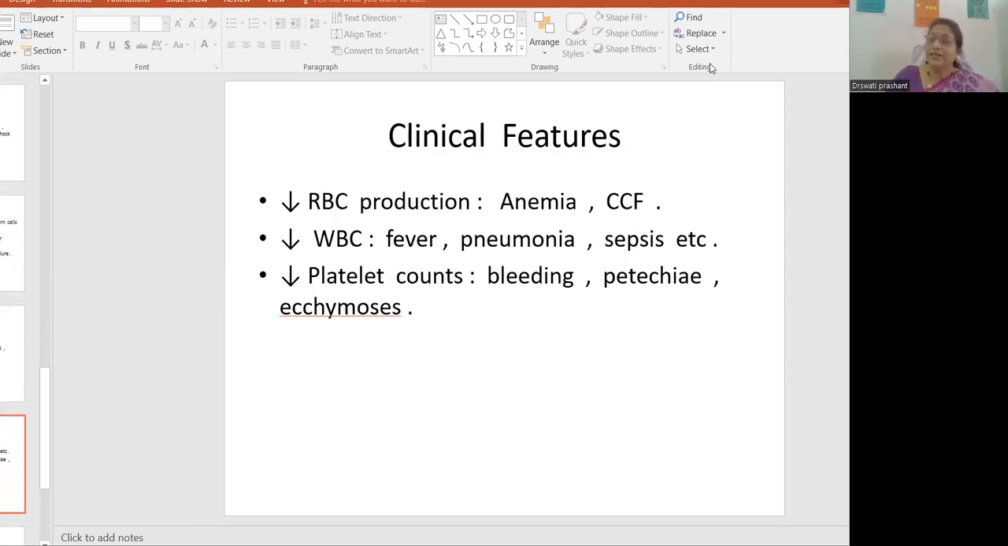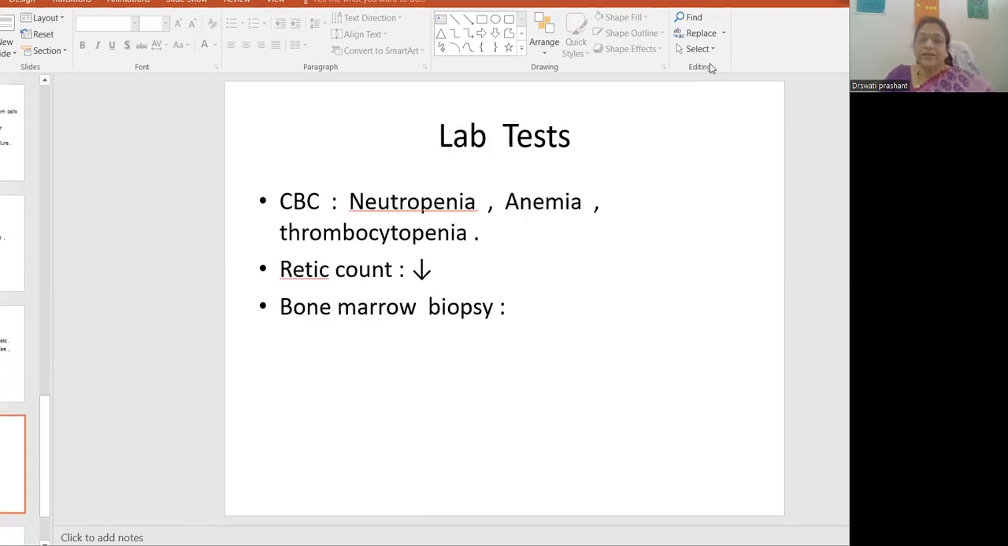Clinical features are classical because all the three cell line series are affected. If there is decrease in RBC production, that will lead to severe anemia, leading to congestive cardiac failure. Second, when the WBC count goes low, called leukopenia, that will lead to fever and secondary infections, such as pneumonia, meningitis, sepsis, etc. And the third one is the platelet count. When it goes down, the patient bleeds from different sites, leading to GI bleeds, hematemesis, nasal bleeds, gum bleeds, petechiae, ecchymosis, etc.